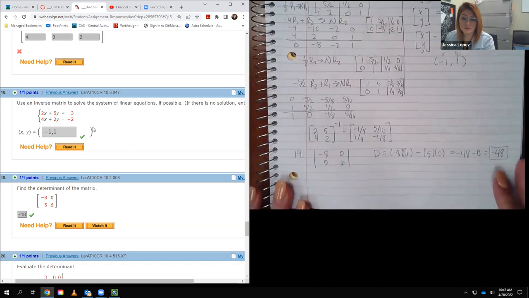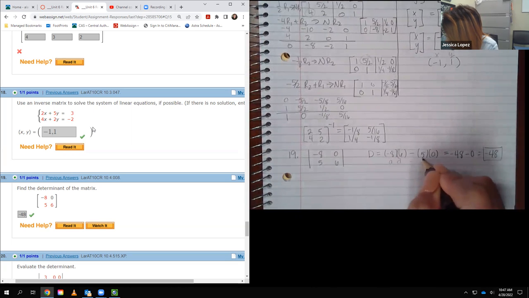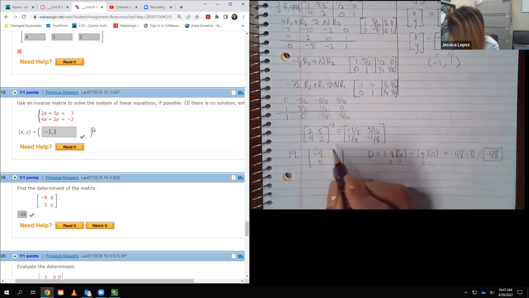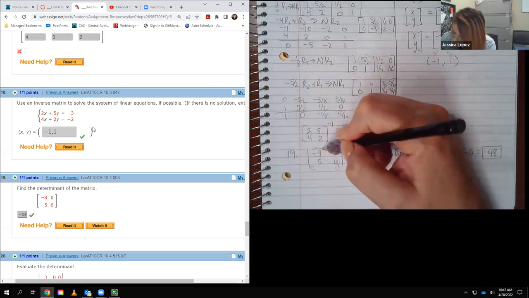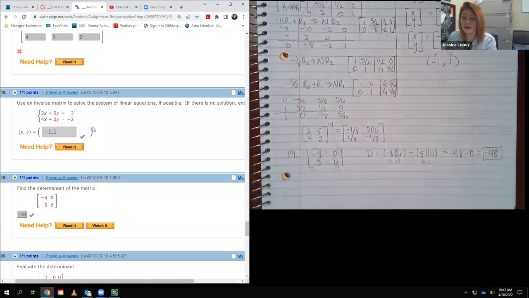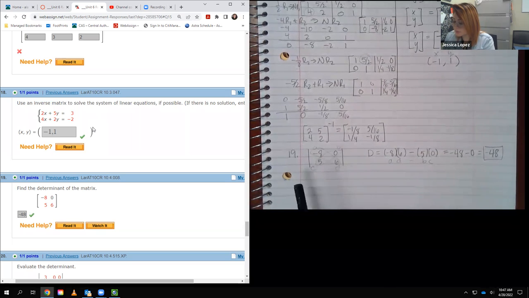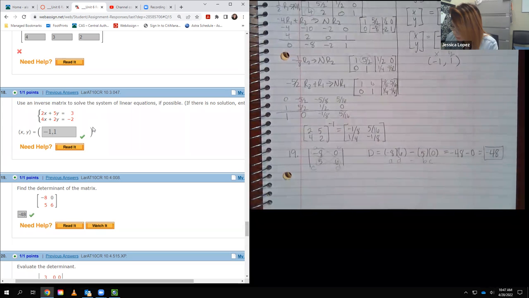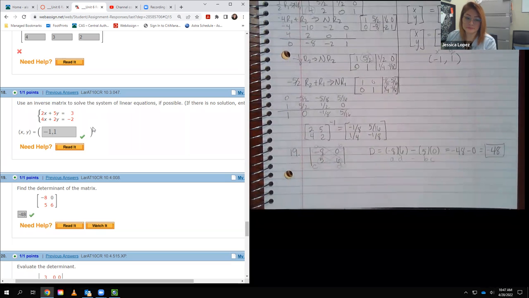Now for number 19, it wants to know the determinant. The determinant is a times d minus b times c, where this is a, this is b, this is c, and this is d. So you're basically taking the downward diagonal and subtracting the upward diagonal. When I say downward and upward, I mean reading from left to right. This diagonal goes down, and this one goes up. Always add the ones that are going down, subtract the ones that are going up.